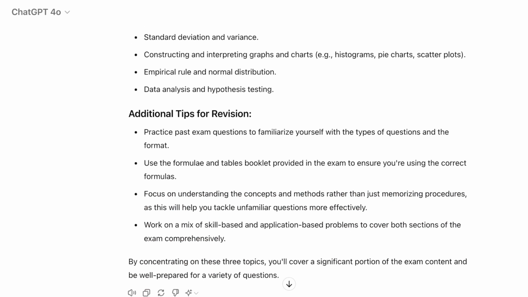Additional tips for revision. Practice past exam questions to familiarize yourself with the types of questions and the format. Use the formulae and tables booklet provided in the exam to ensure you're using the correct formulas. Focus on understanding the concepts and methods rather than just memorizing procedures, as this will help you tackle unfamiliar questions more effectively. Work on a mix of skill-based and application-based problems to cover both sections of the exam comprehensively. By concentrating on these 3 topics, you'll cover a significant portion of the exam content and be well prepared for a variety of questions.